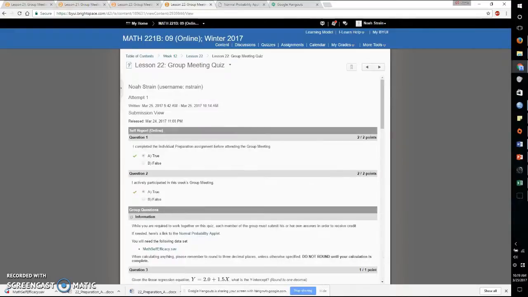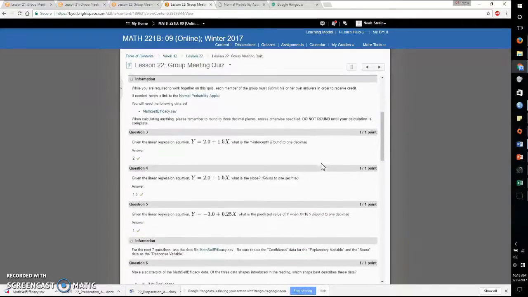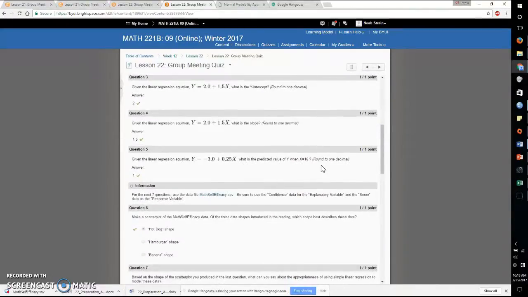Ta-da! Alright, so our submissions for 22 is the following. For question 3, given the linear equation of y equals 2.0 plus 1.5x, what is the y-intercept? Well, the y-intercept in any of these slope equations is this first number, the 2.0. So 2.0 is our y-intercept. And given the same equation, what is the slope? Well, the next number given to us, that's right next to the x variable, that 1.5, that is our slope. So 1.5.